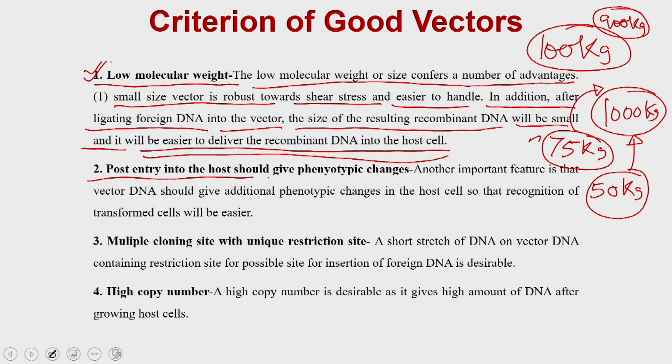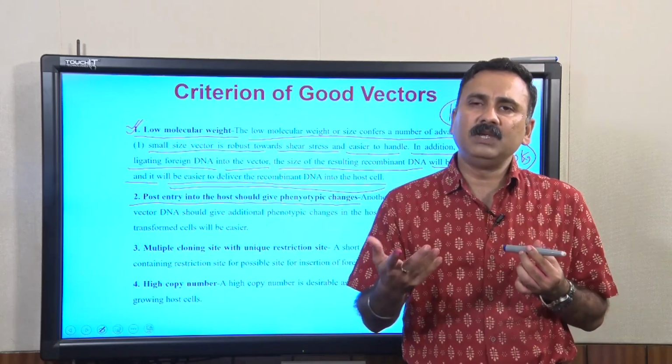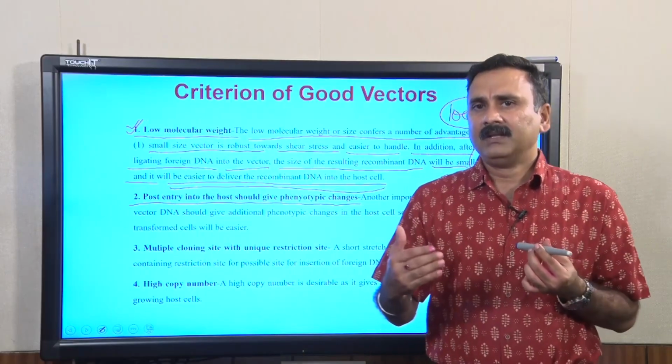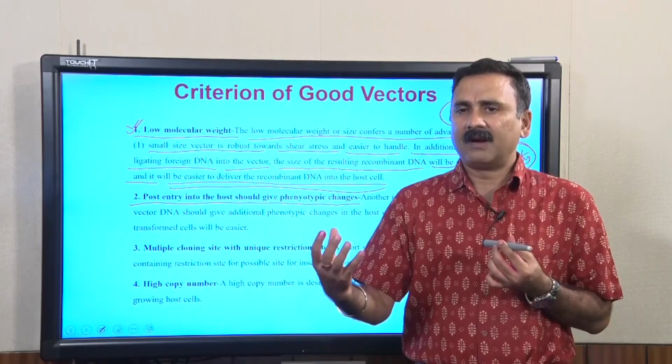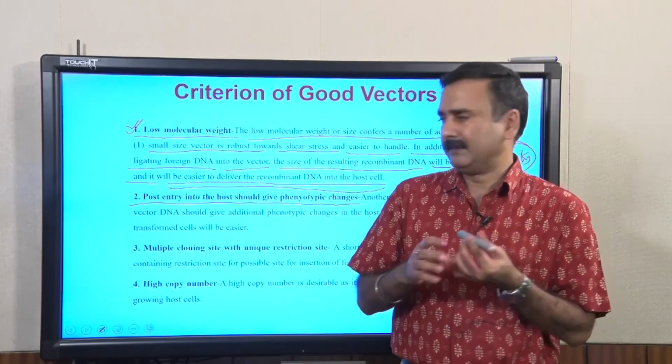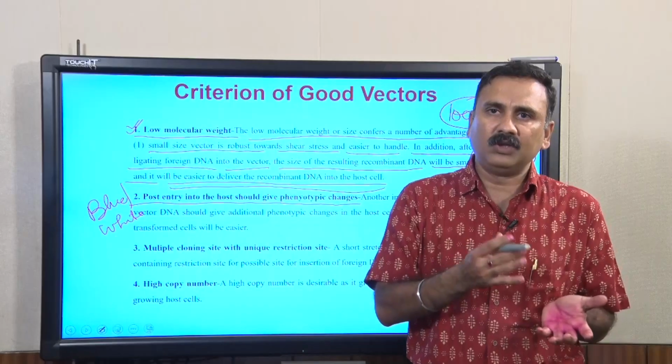The second property which is also very important for a vector is that it should give you phenotypic changes in the host. When it enters the host cell, it should give you phenotypic changes. This is important because it is then easier for us to isolate the host cell which has the vector you have put in, compared to the untransformed host cells. One classical example is blue white screening, where the colony color itself tells you whether a host cell has the vector or not.